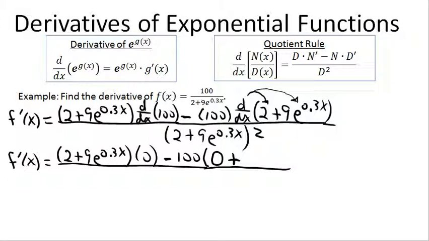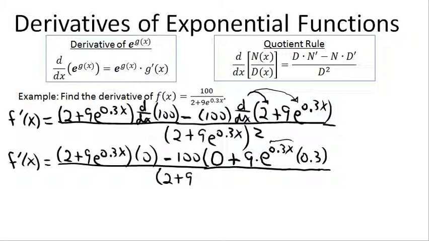If you've got a constant times an exponential, it's just going to be the constant multiplied by the derivative of the exponential. The derivative of an exponential is the exponential written just as it is, but multiplied by the derivative of the exponent. So we've got to take the derivative of 0.3x, but the derivative of 0.3x is just 0.3. And of course we still have the denominator, so I'll simply copy it back down. Now it's pretty much a matter of just cleaning things up and simplifying them.